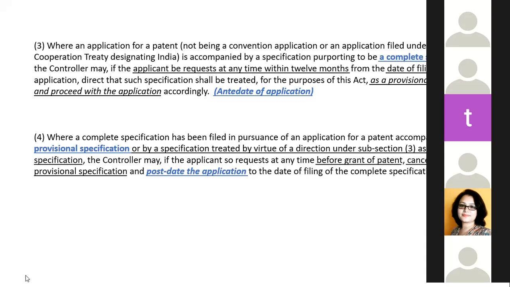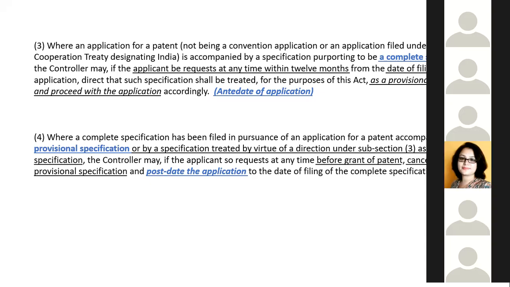Ma'am, is there any prescribed method to convert CS into PS? By filing Form 30. But generally ये कोई करता नहीं है. Okay, ma'am. And is there any fees prescribed for this? मुझे check करना पड़ेगा. I will surely get back to you.